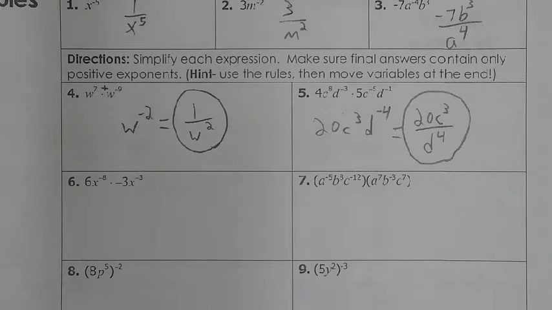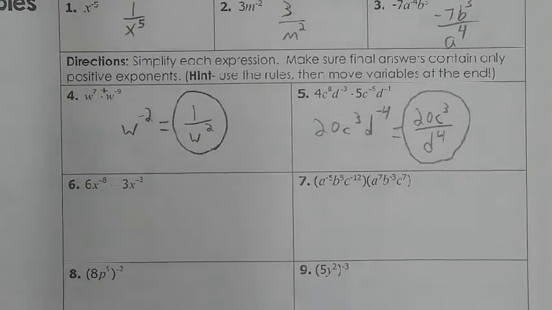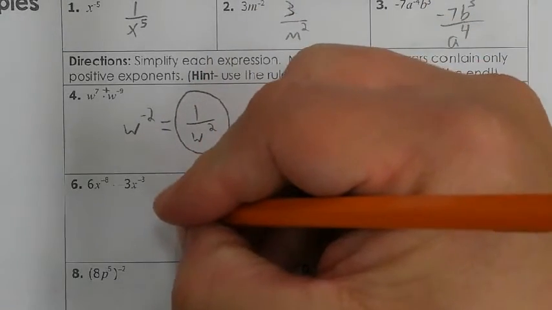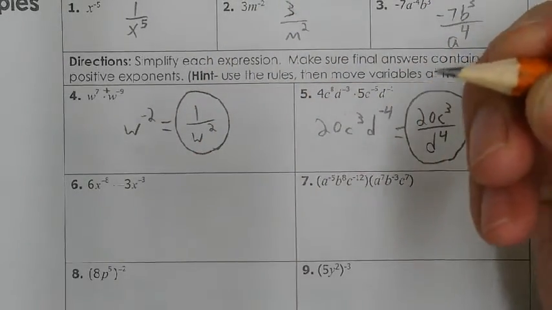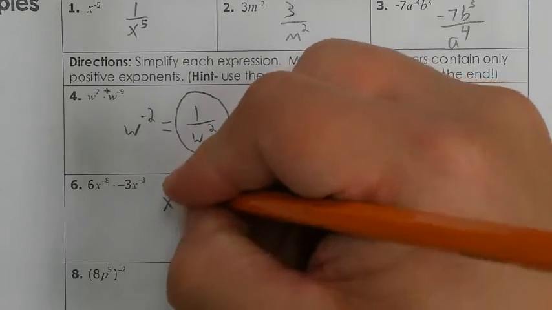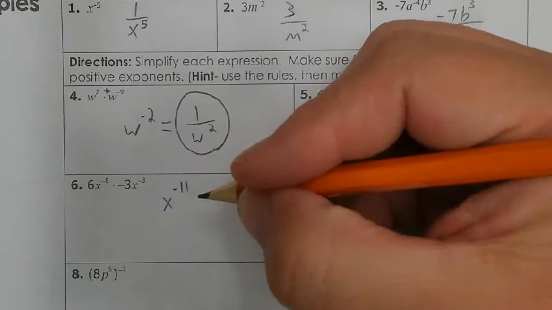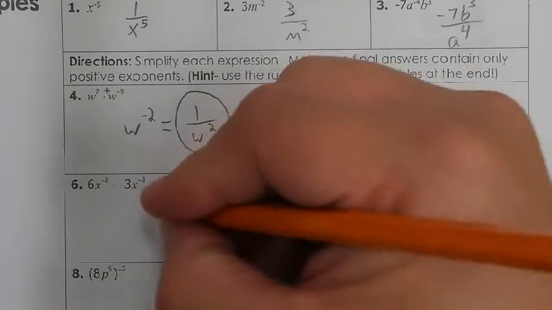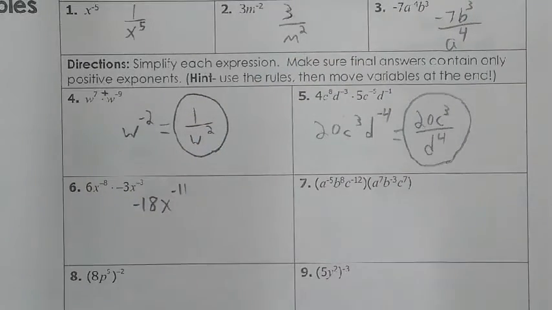Who wants to be a brave soul and try number 6? What did you get? Anybody? I'll try it. I got negative 48x to the power negative 11. Okay, the x to the negative 11 is right so far. Negative 18. Yeah, I got negative 18. What did you say you got? Hold up. 27. I must have put it in the calculator wrong.